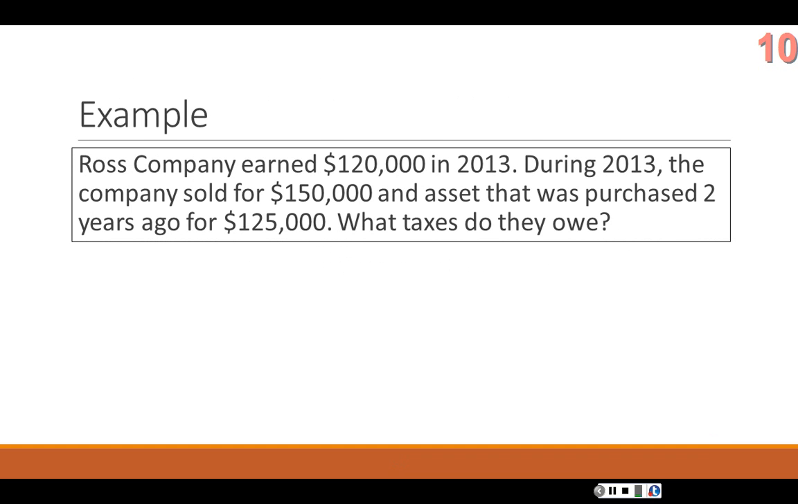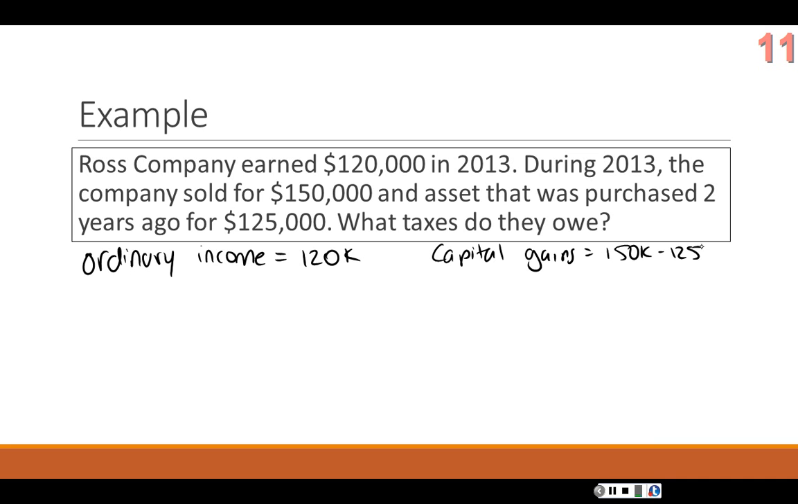Here's an example. Ross Company earned $120,000 in 2013. During 2013, the company sold for $150,000 an asset that was originally purchased for $125,000. So how much do they owe in taxes? First, we know that ordinary income is equal to $120,000. Capital gains is equal to $150,000 minus $125,000. So they have capital gains of $25,000.